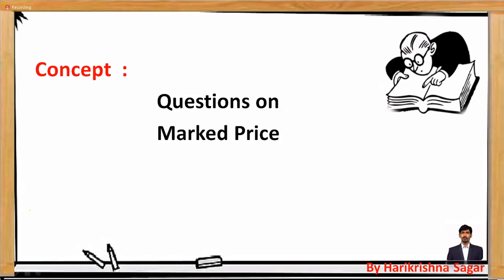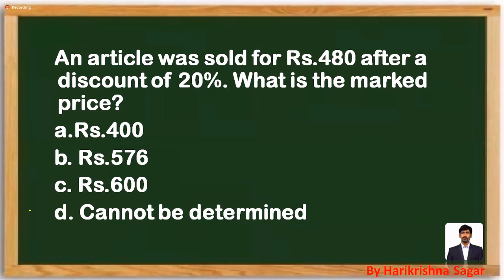Sometimes you will have a question on market price. Market price is nothing but the change in price. So you might be having a question: an article was sold at 400 rupees after making a discount of 20%. 20% discount means 80% of the market price. That is equal to 480. What is the market price is the question.